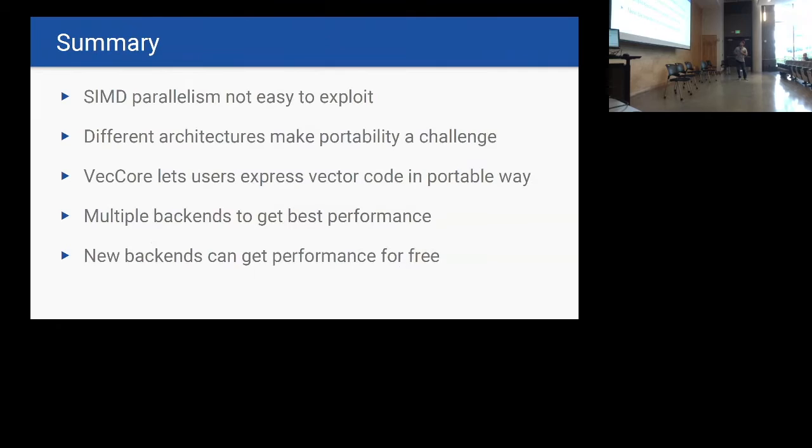So in summary, parallelism is not easy to exploit. Different architectures make portability a big challenge, but VecCore lets users express vector code in a portable way with a simple interface, and multiple backends allow the user to choose without changing their code, just by changing the configuration option at compile time. And if we add new backends in the future, without changing your code, you can maybe get vectorization on other architectures for free. And that's it. Thank you.